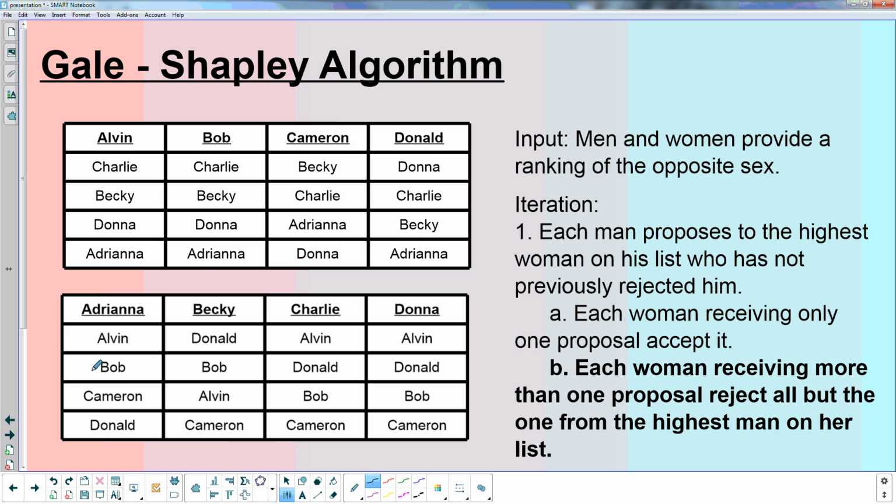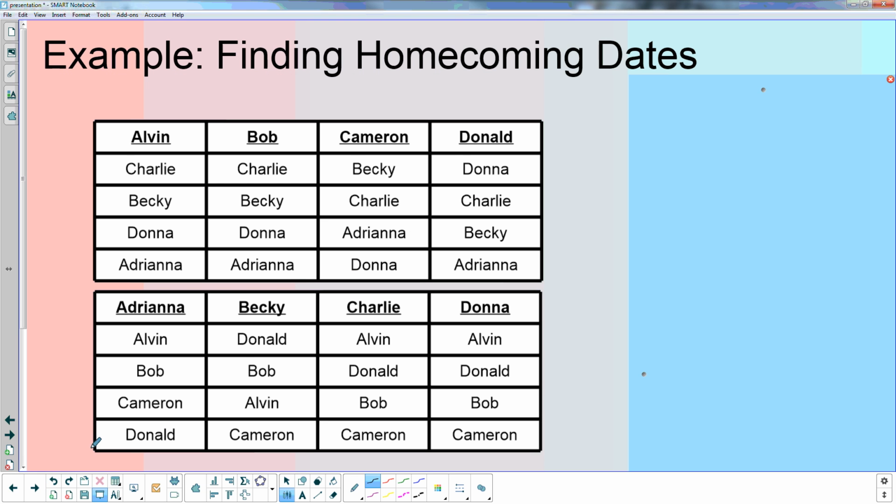But just to make sure that we don't get confused in the language of the algorithm as well as the language of the proof, I'm going to stick with the men proposing to the women for our example. Our example here is going to be using the list of names that you've already seen, and we're going to find homecoming dates. I know a lot of us are high school teachers, and so we kind of see this on a daily basis, and this is kind of the perfect result of that.